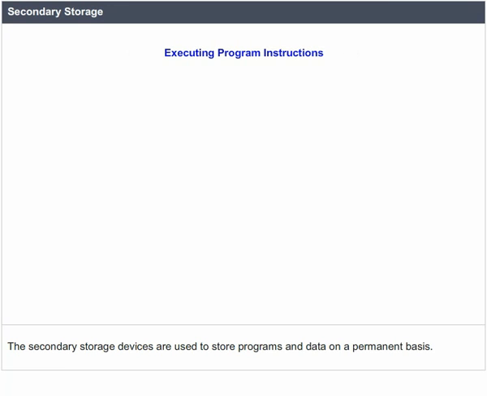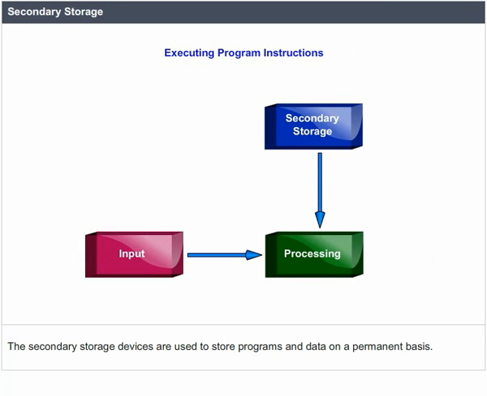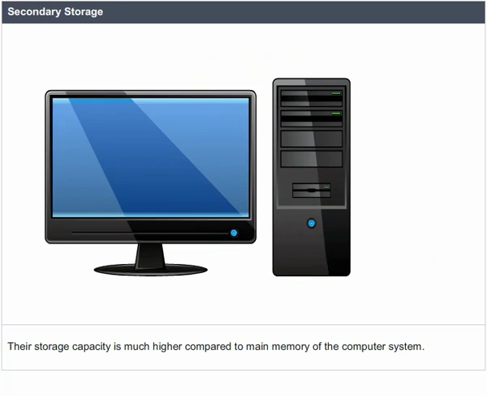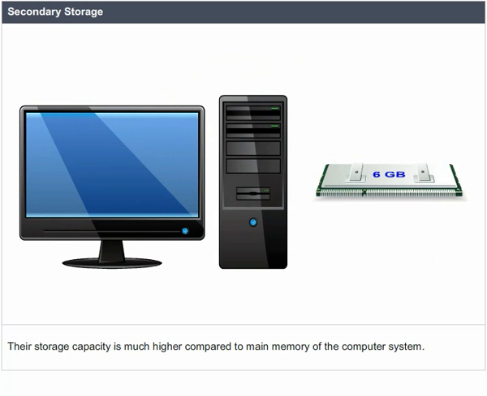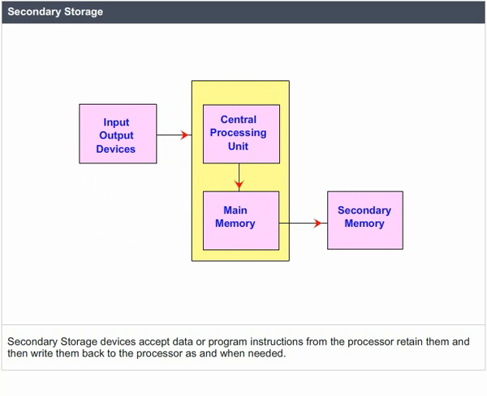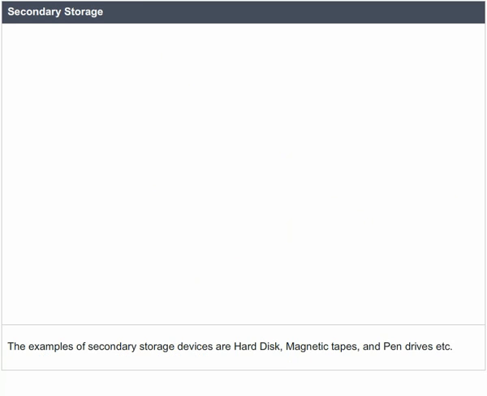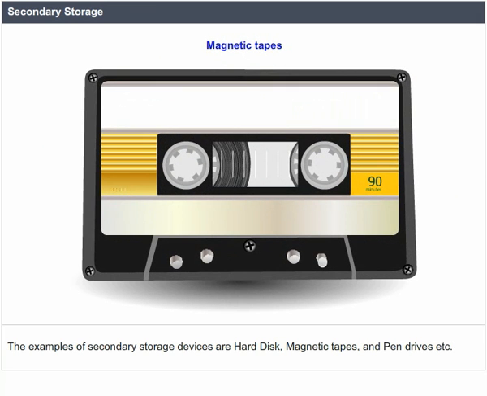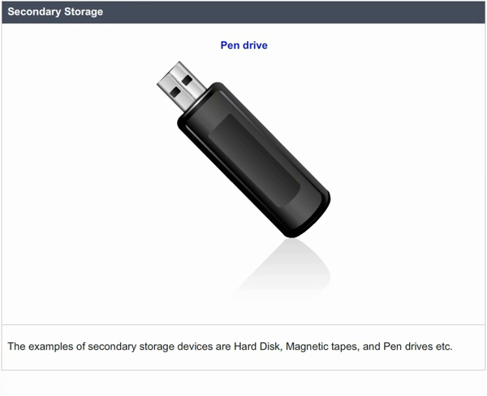Secondary storage. The secondary storage devices are used to store programs and data on a permanent basis. Their storage capacity is much higher compared to the main memory of the computer system. Secondary storage devices accept data or program instructions from the processor, retain them, and then write them back to the processor as and when needed. Examples of secondary storage devices are hard disk, magnetic tapes, and pen drives.